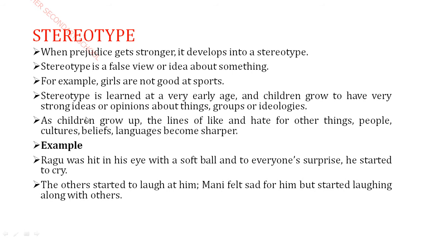So as the children grow up, the line of like and hate, that means whether they like this or that, they hate the goods, whatever may be eatable things or usable things, hate for other things, people, cultures, beliefs, languages become sharper right from childhood itself. Okay, children, so stereotype is a character which starts right from childhood, in a child's character.